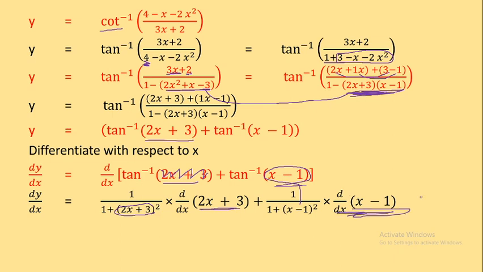Similarly here, instead of x you have whatever was in the bracket, that comes here, and the derivative of that again. What is the derivative of 2x plus 3? The derivative of 2x is 2, right? That comes here. And the derivative of x minus 1 is only 1, that comes here. So this is your final answer.